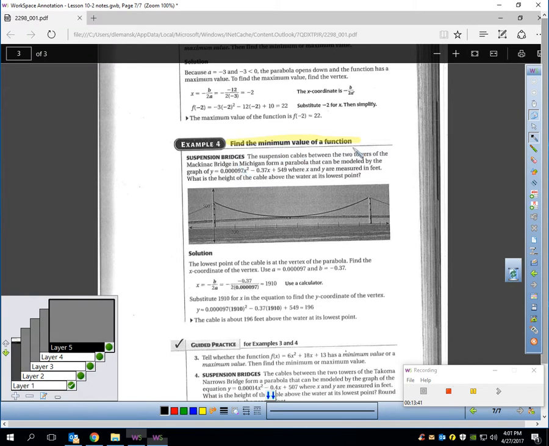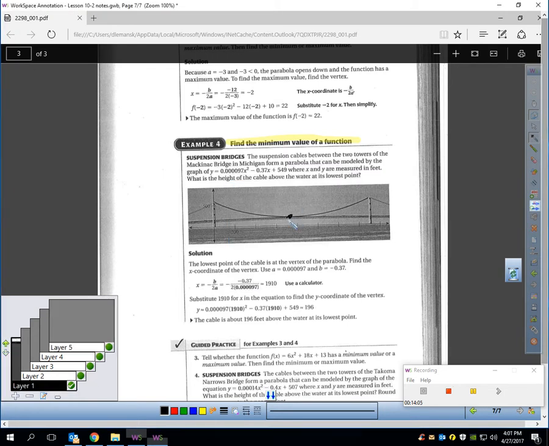Find the minimum value of a function. The suspension cables between 2 towers of the Mackinac Bridge in Michigan form a parabola that can be modeled by this quadratic, where x and y are measured in feet. What is the height of the cable above the water at its lowest point? Now think about it. Can you see the parabola? The lowest point is the vertex.